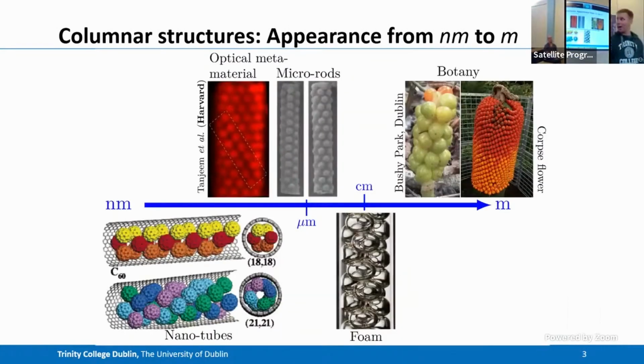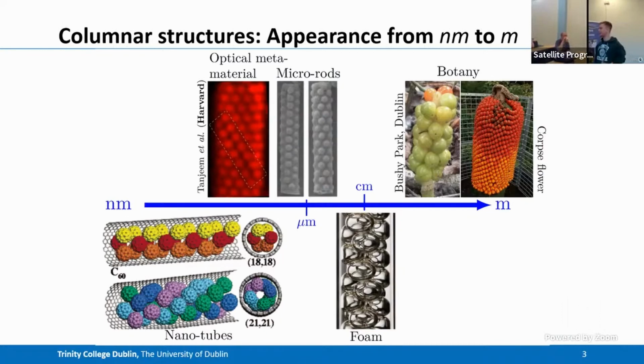So these structures are quite interesting because they have diverse appearance on many length scales. The largest appearance is probably in botany, and you can have corpse flowers, which are like a meter in size, and you have these berries that assemble around the stem in this ordered structure. I took this second picture here of a cuckoo pint in Dublin. There's a park called Bushy Park where I used to live close by, and that shows you Dublin is just the perfect place to study these structures. Then Stefan is in the foams and complex systems group, so you can find them in foams. That's why we studied them in Dublin. These bubbles crystallize into these structures, and then they are on a centimeter scale.